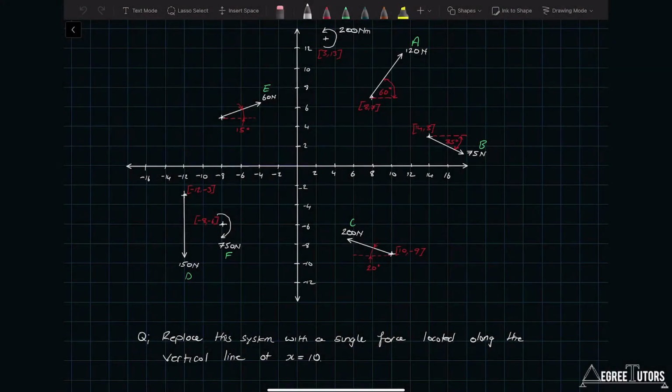All right, in this question, we have to replace this system of forces and moments with a single force located along a vertical line at x equal to 10. Okay.